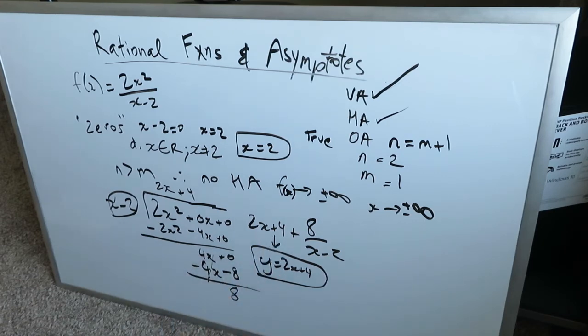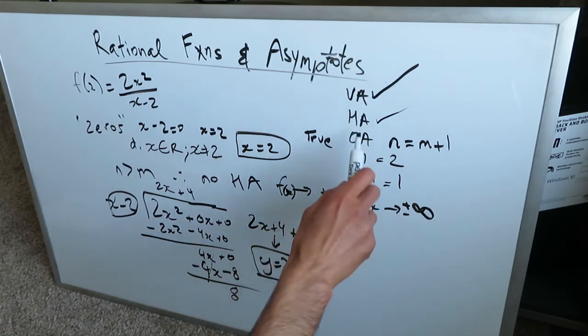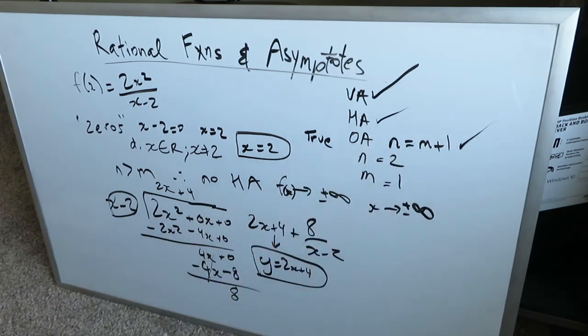So as your function goes infinitely in one direction, your curve will start getting closer to the equation of a line, 2x plus 4, but it's not a true line, it's an asymptote line. So in this example we had a vertical asymptote. We did not have a horizontal asymptote, but we did have an oblique asymptote.